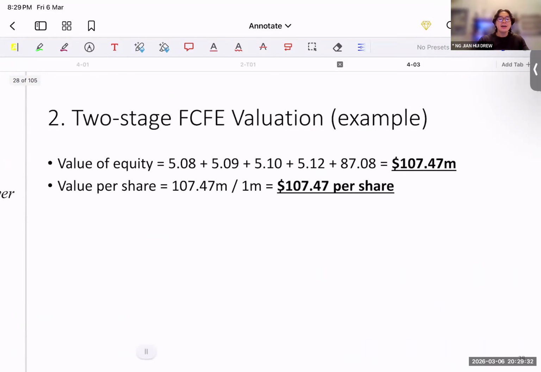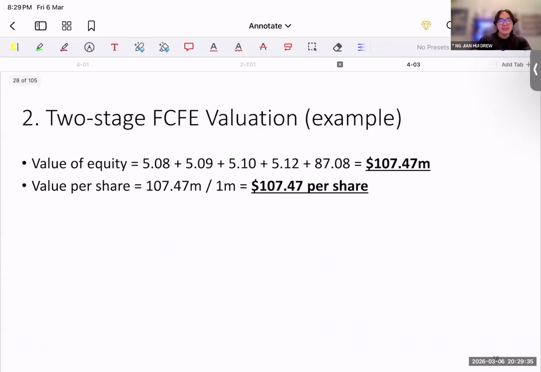So this is a summary. For this, it's a bit more straightforward because with our FCFE valuation, you are already calculating the value of the equity. So we just sum all the present values, we get this, and then we just divide it by 1 million to get the value per share, right? So there's no need to subtract the market value of the debt, because for this valuation you are already calculating the value of the equity.